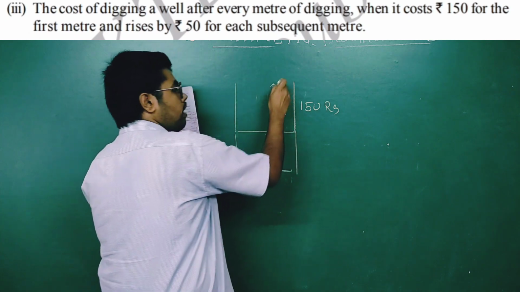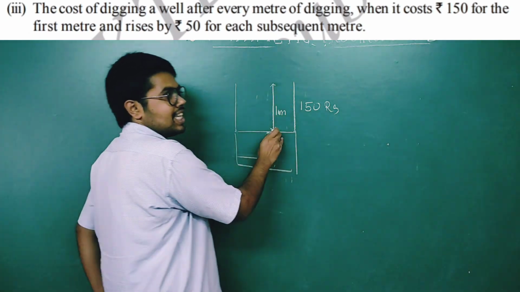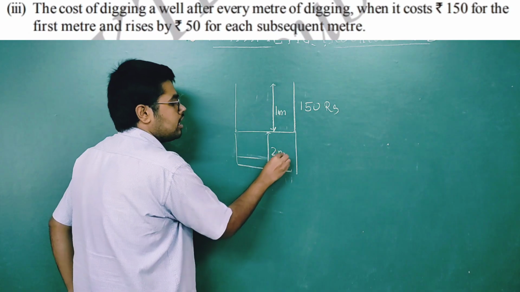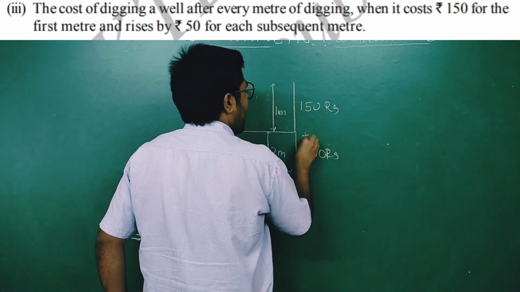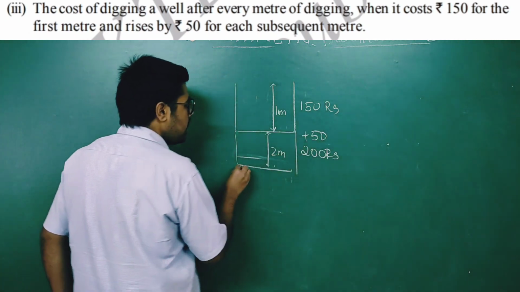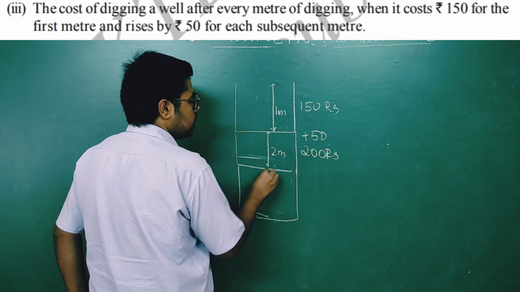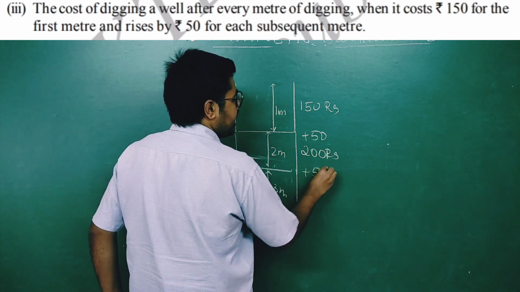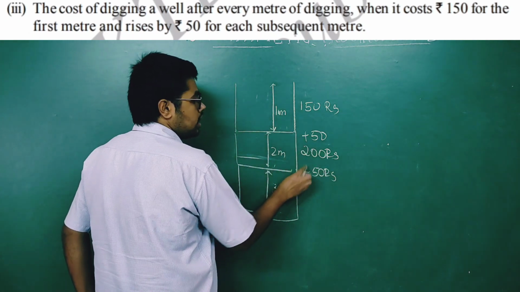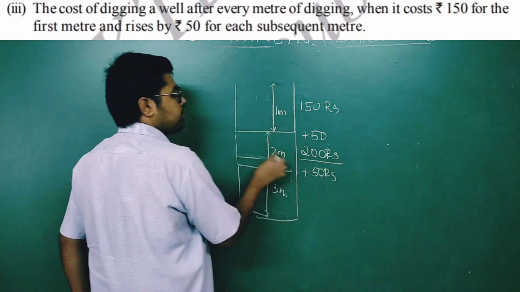So 150 rupees for 1 meter. Then you go 2 meters down, so he will pay you 200 rupees, correct? 50 rupees you are adding. Then you go to the 3rd meter down. He is giving me 50 rupees extra for each meter after 1 meter. I already got 200 rupees for 2 meters.